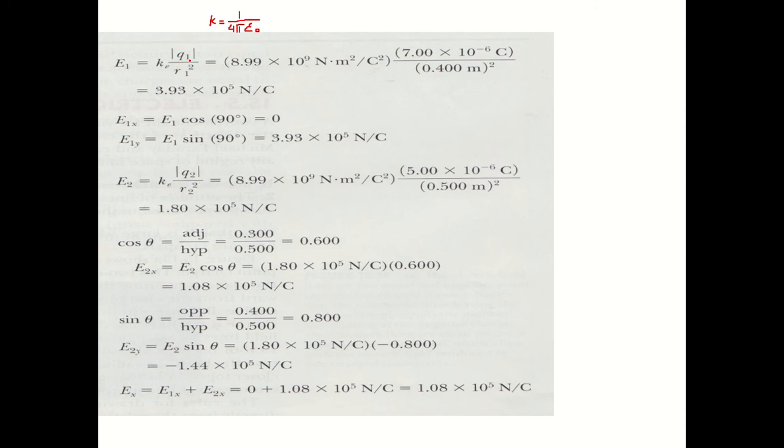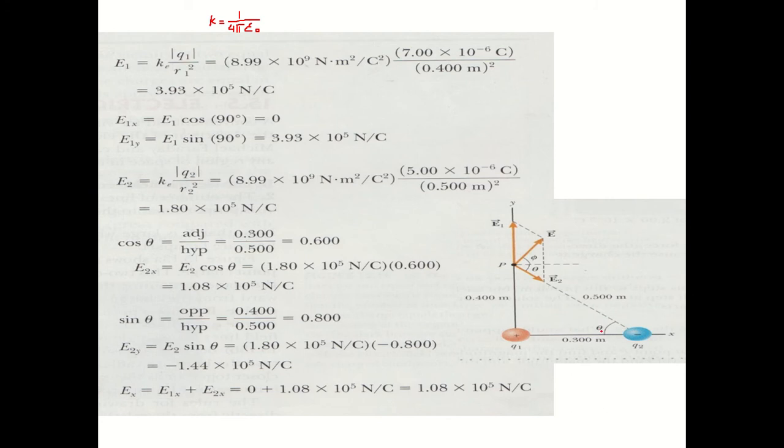Okay, then you have Q1 as given in the illustration. Our Q1 here is the charge at the origin, that is 7 microcoulomb. Okay, and then the distance between P and Q1, that is 0.4. So we have this, then square this. So we got here 3.93 times 10 to the 5 Newton per coulomb. Okay, so that's our E1.